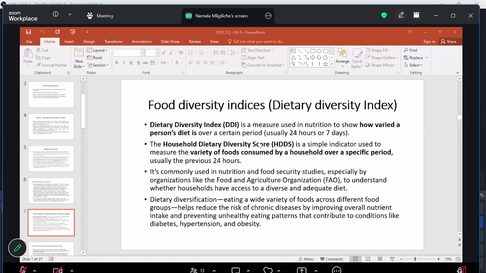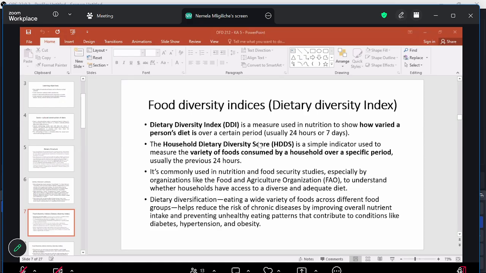So we can add the total score and maybe we can get 7. So their score is 7. The household dietary diversity score is 7 out of 12 because there are 12 food groups. So that is their score. That household scored 7.